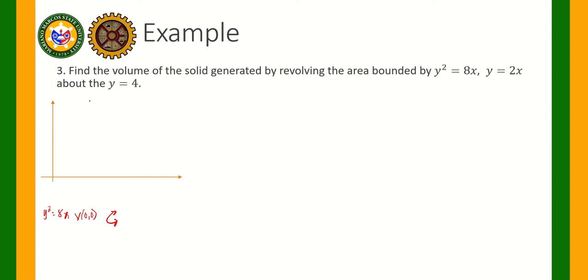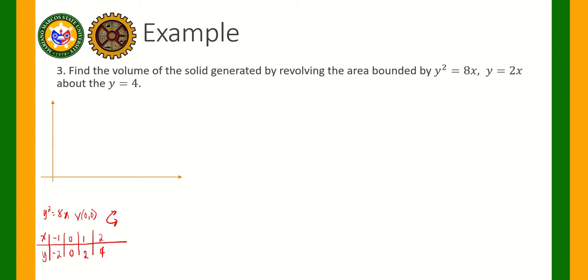Okay? And then for y equal to 2x, let's have values of x and y. For x equal to negative 1, 0, 1, and then 2. For x equal to negative 1, y equal to negative 2. For x equal to 0, y is equal to 0. For x equal to 1, y is equal to 2. For x equal to 2, y is equal to 4. Okay? So the graph is also an upward slant or ramp.